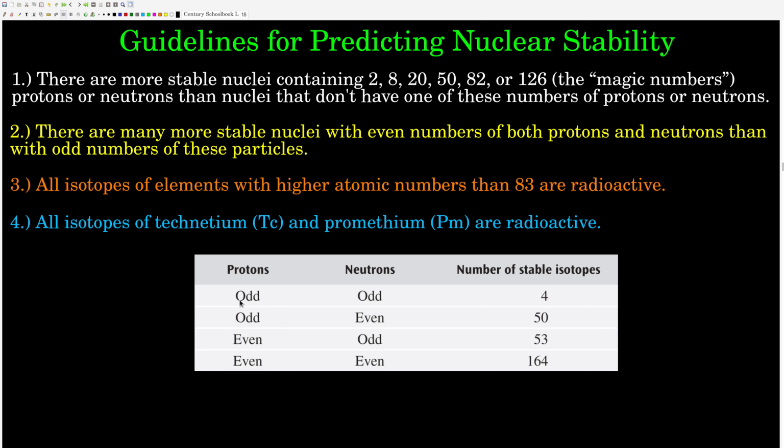If we have odd numbers of both protons and neutrons, there are only 4 stable isotopes like that. Whereas if we have an even number of neutrons and an odd number of protons, we have about 50 of those. Even protons, odd neutrons, 53. Both of them even, that's what this one is saying right here, 164, so a lot more like that.